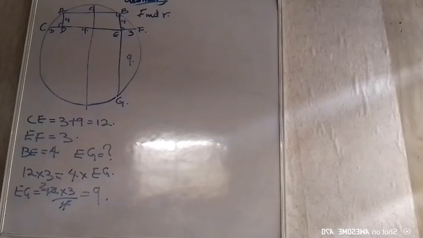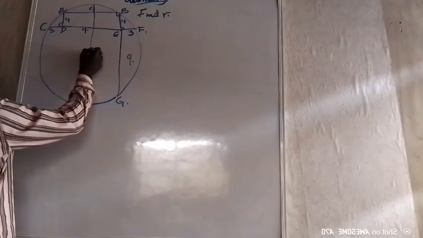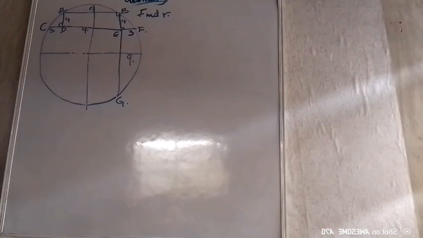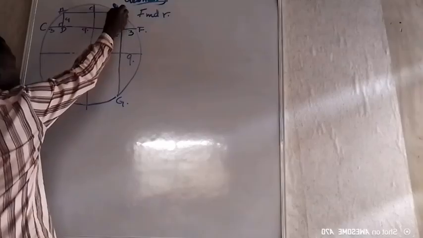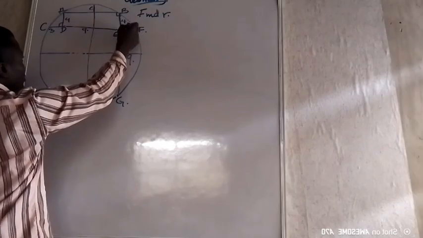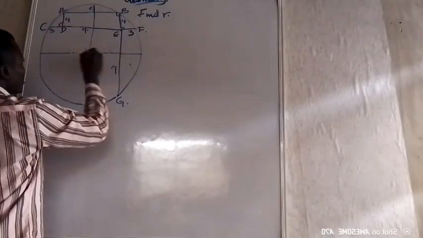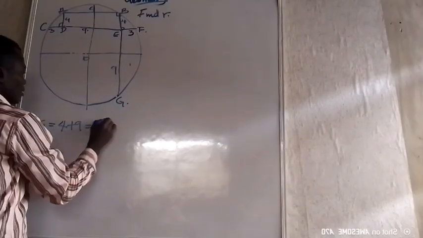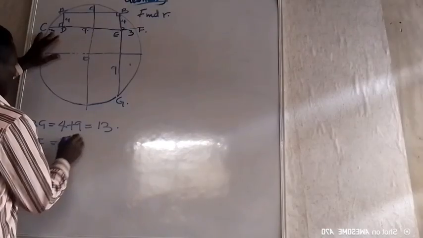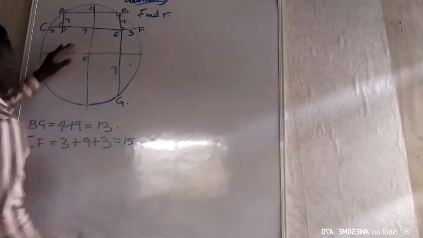So we have been able to establish that. Since EG is equal to 9, let us now draw the diameter like this. That is the diameter for us. And let's make it from this place to this place, that is BG, which is equal to 4 plus 9, and that is 13 units. CF will be equal to 3 plus 9 plus 3, and that is 15.